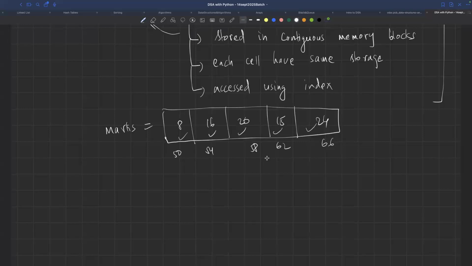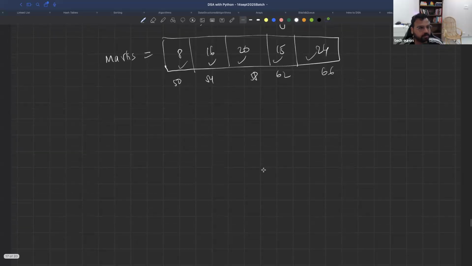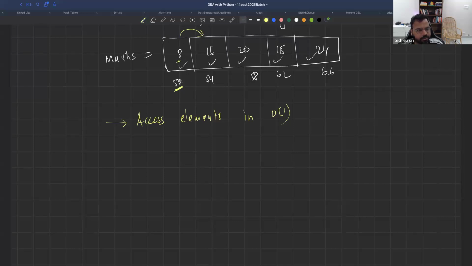Yes, sir. Okay, now what can we do with this array? We have already discussed. We can access elements in O of 1 constant time, because I told you in memory, if you know the memory location of any address, you are easily able to access that element. So when we create an array, we keep track of the starting index. So here it is 50. If we know 50, we can access 8.